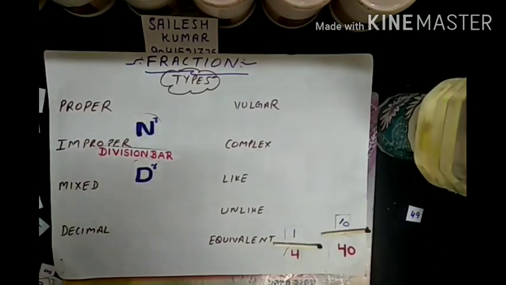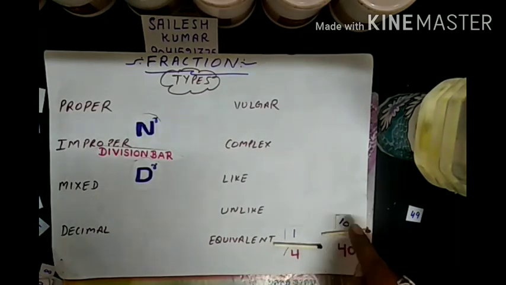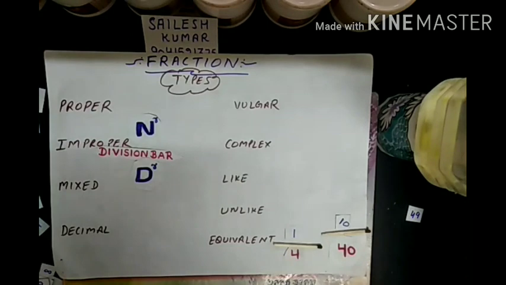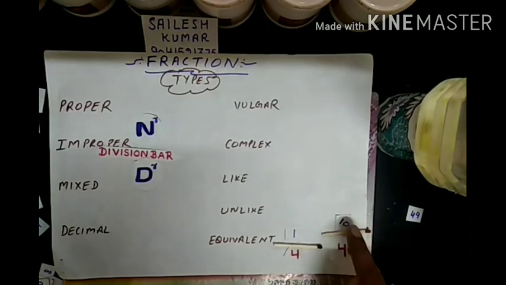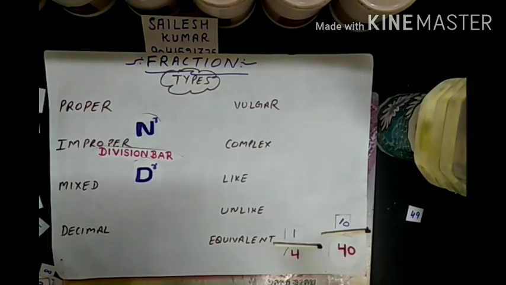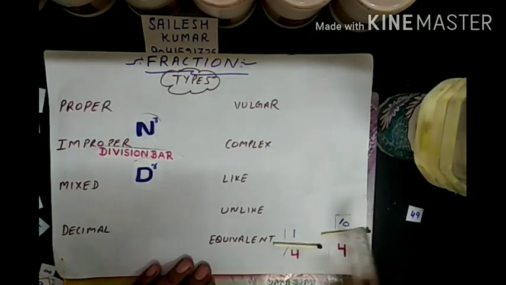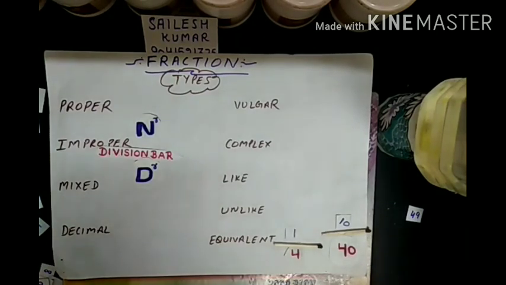Now the equivalent fraction. In equivalent fractions, the answer is the same after reducing the fraction into simplest form. Now if there are two fractions, 1 by 4 and 10 by 40, what happens if we solve this 10 by 40? When we solve this, 0 will be cut by 0, or on the table of 10, 40 comes on the fourth term. So if we solve this, our answer will be 1 by 4. It means the answer of both the fractions should be the same. Then these are called equivalent fractions.